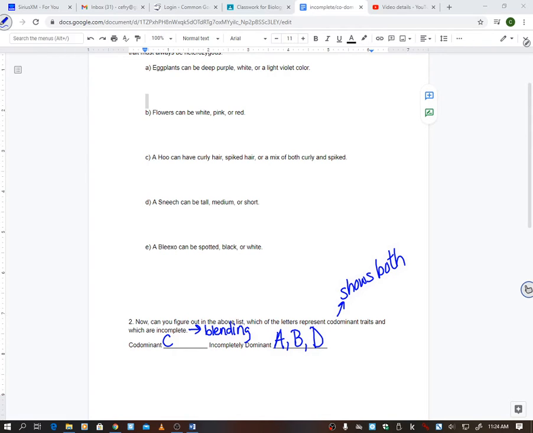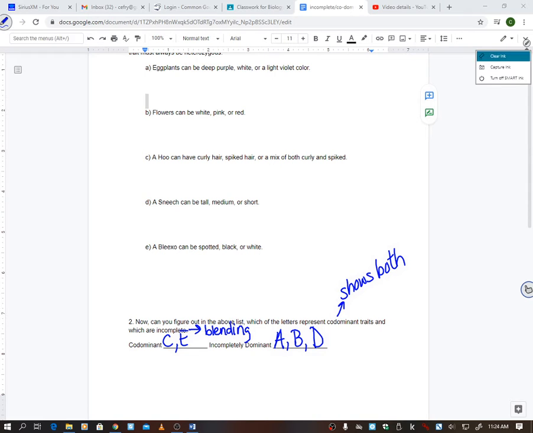And lastly, E, oblique so can be spotted, black, or white. So we have black and white, and then we have spotted, which means it's like maybe white with black spots, or is it black with white spots? I don't know. But either way, there's no blending. If we were to blend, we would have black, white, or gray. And that would be blending and incomplete, but this is not. So they're both shown, both of those colors are there, so codominant.